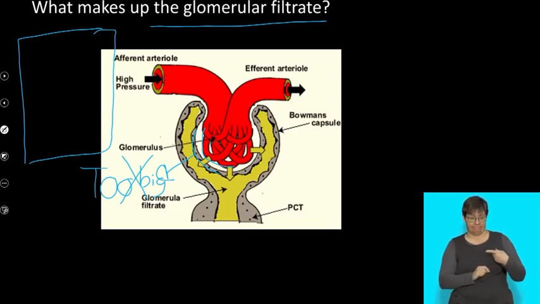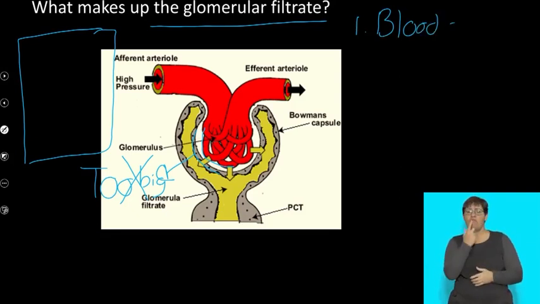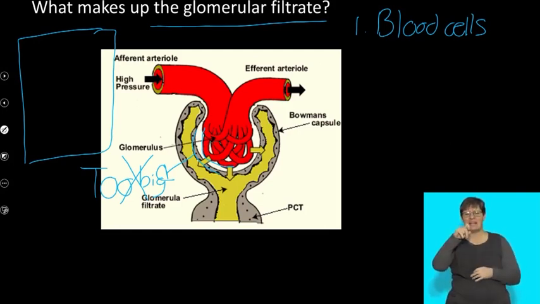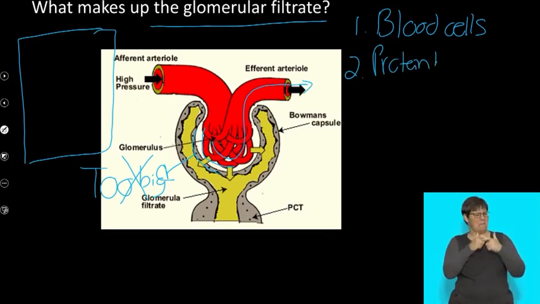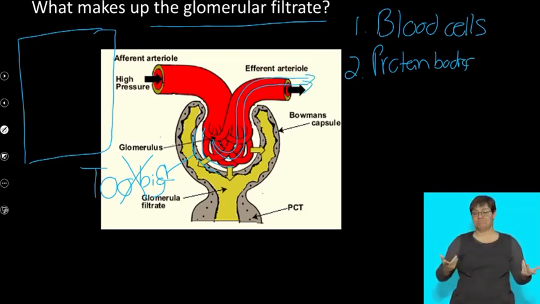What would be too big? Number one, all the blood cells. Right? We don't want the red blood cell, the white blood cell, and the platelets. We don't want them to get through. They are too big. So what are they going to do? They're going to go straight through, and they're not going to be infected at all. Another thing we don't want are big protein bodies, right? We don't want those. They are too big. We don't want them. And what are they going to do? Oops, they're going to find their way back again. So they're not going to come into the nephron.